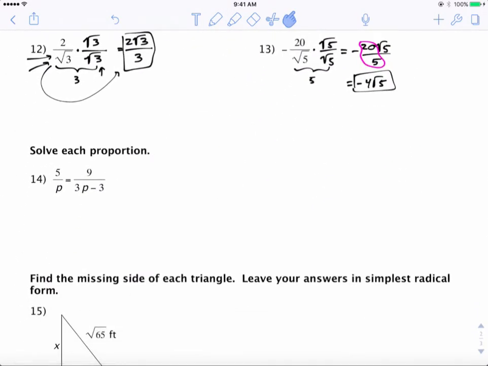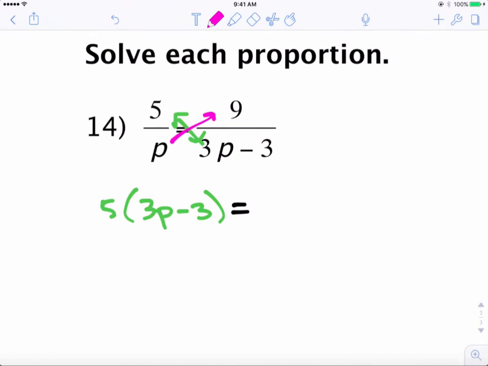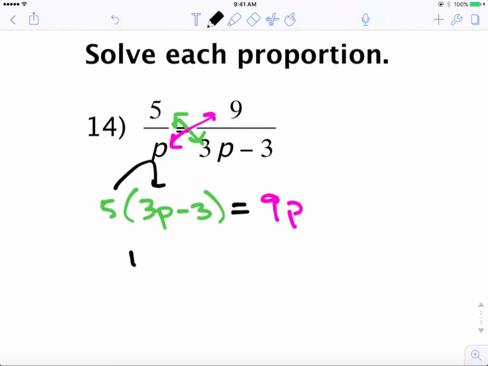Want to make sure we're solid with our proportions. I would say the fastest and easiest way that I like to solve proportions is by doing some cross multiplying. So multiplying these two sets of numbers, so 5 times the quantity of 3p minus 3 would be equal to, doing a little color coordinating here, 9 times p. So here we go. We end up with 15 times p minus 15 equals 9 times p.